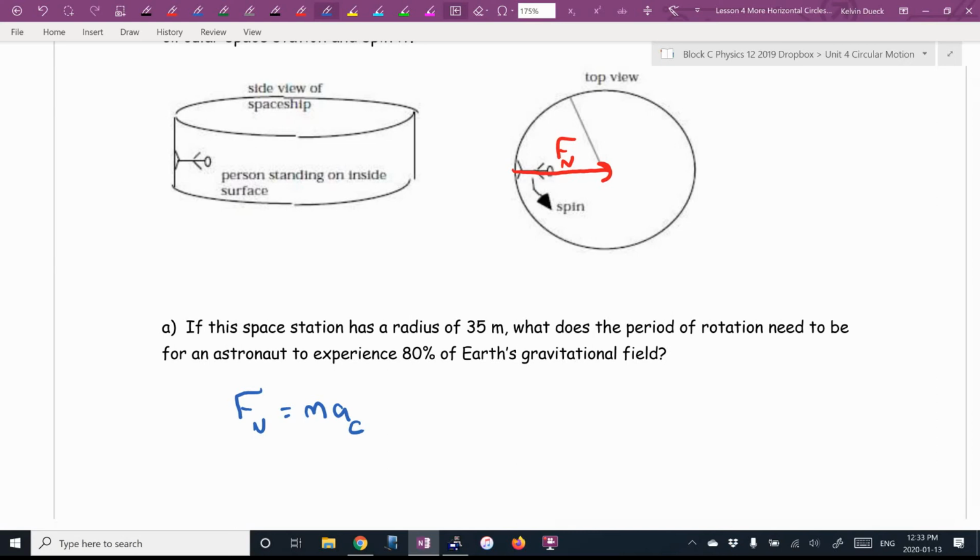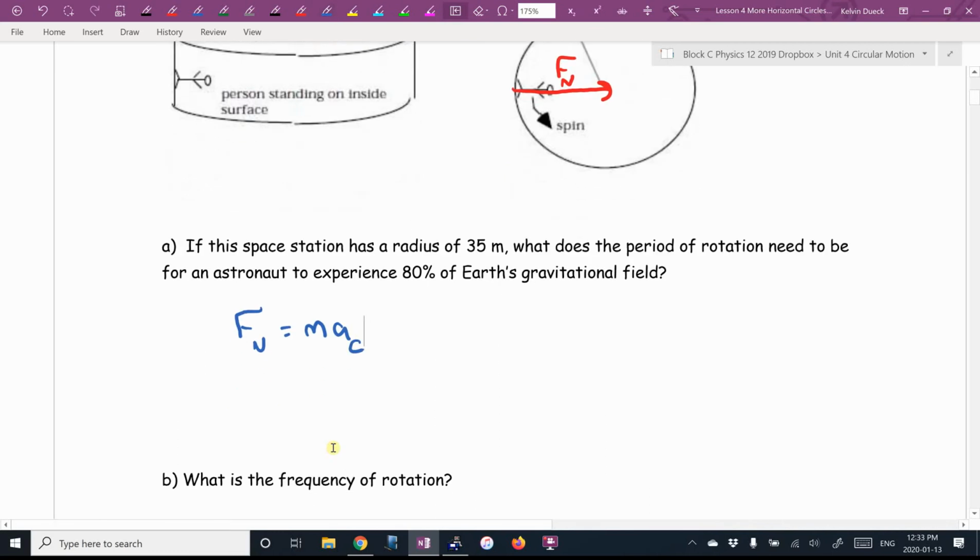Well, what's this question asking me to find? So am I going to use the one with the v in it or the one with the T in it? Okay, so I'm going to get this. Where it says mac, I'm going to replace that with, don't forget the m, 4 pi squared r over T squared.